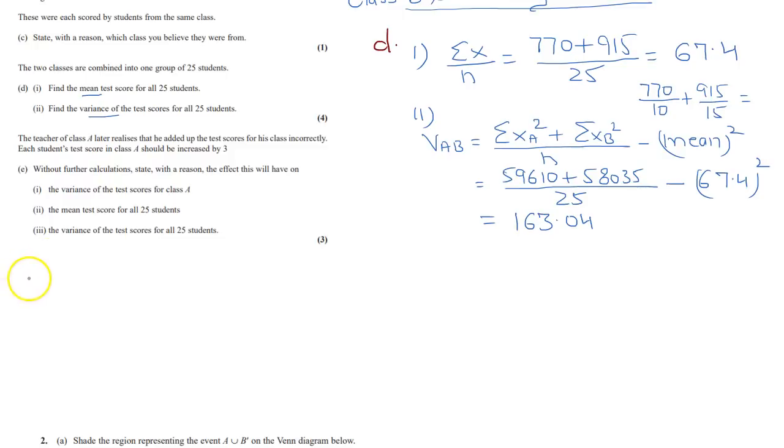So the answer for the first part is that the variance of the test has no change. You can also add that the variance of x plus a is the same as the variance of x. So if we add 3, it hardly matters. There will be no change.